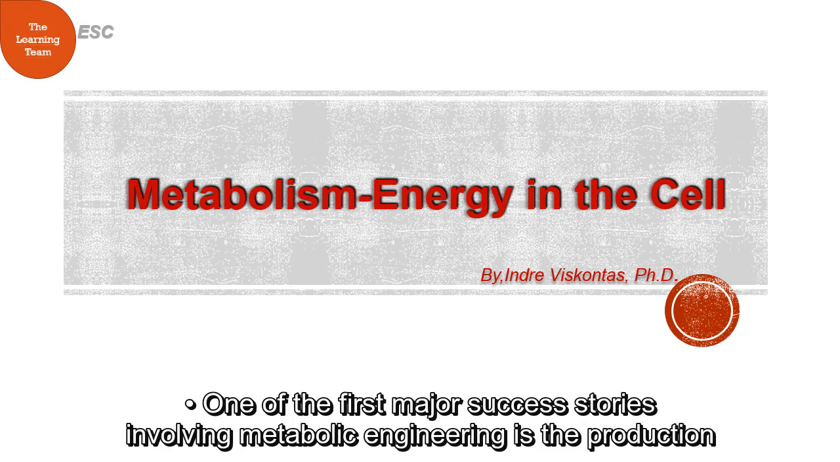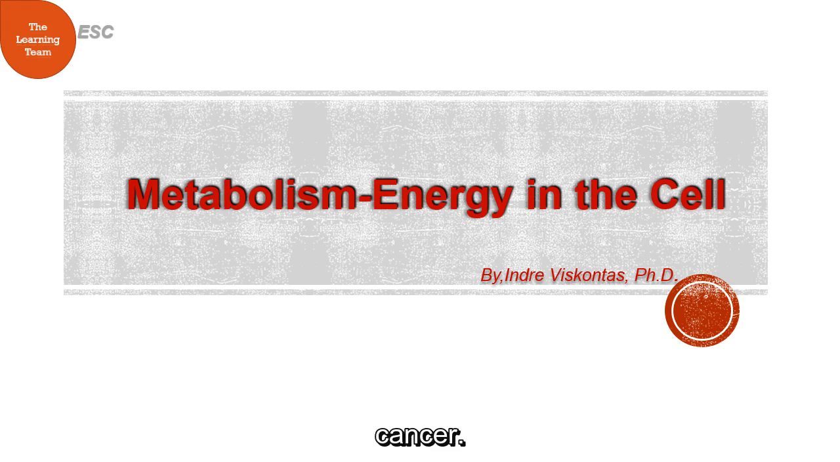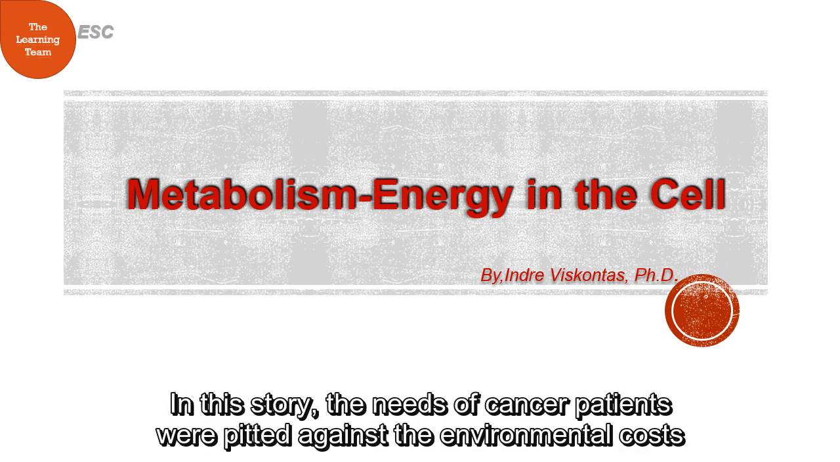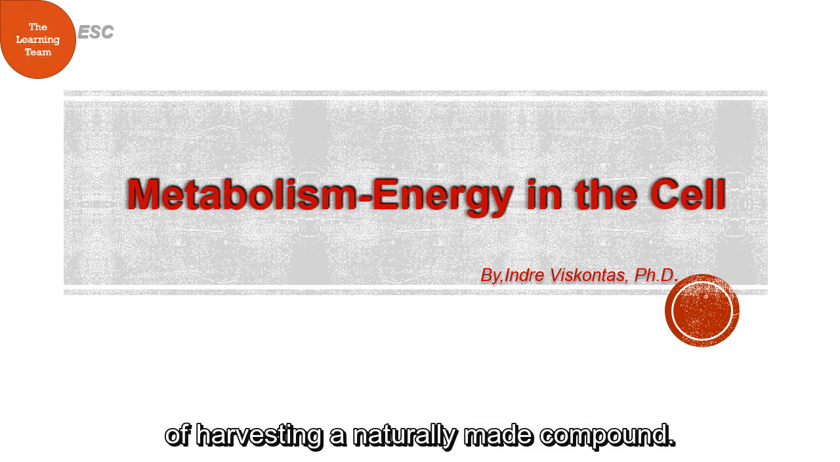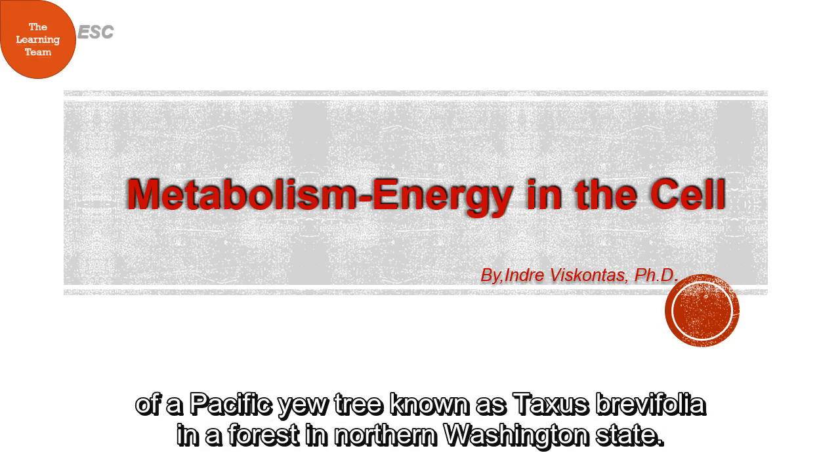One of the first major success stories involving metabolic engineering is the production of an anti-cancer therapeutic agent, currently used in the treatment of several types of cancer. In this story, the needs of cancer patients were pitted against the environmental costs of harvesting a naturally made compound. A chemical called Taxol was discovered in the 1960s. It was collected from the bark of a Pacific yew tree known as Taxus brevifolia in a forest in northern Washington state.